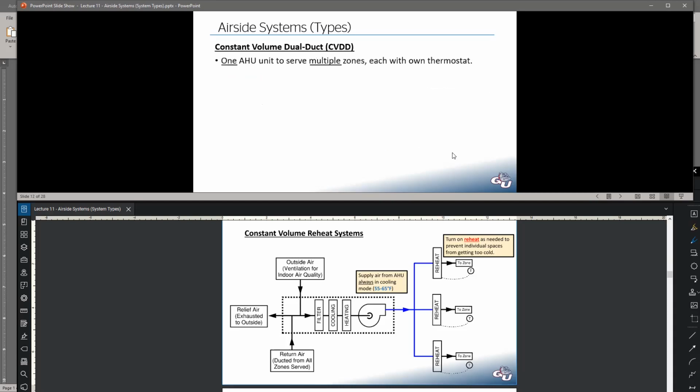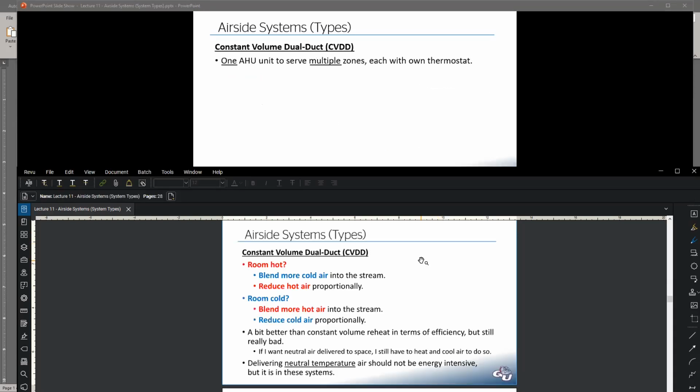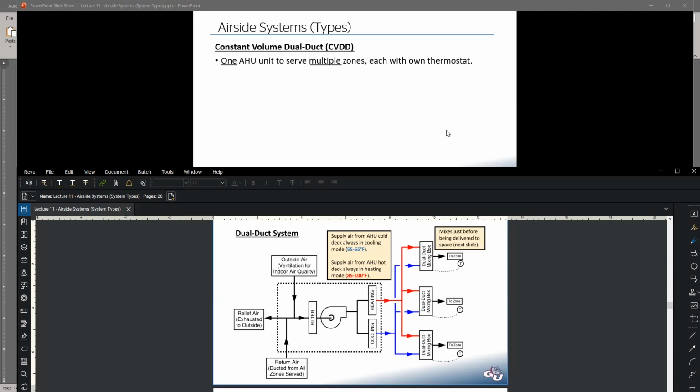All right. So next up, we have what's called a constant volume dual duct system. Similar to that constant volume reheat system, this is again one air handling unit that serves multiple zones. Each zone has its own thermostat.